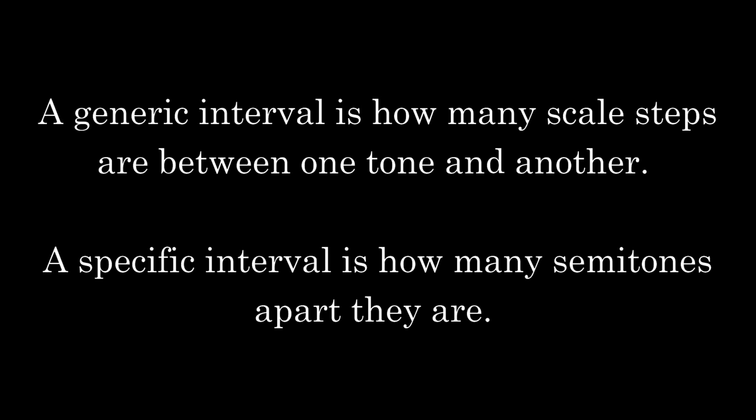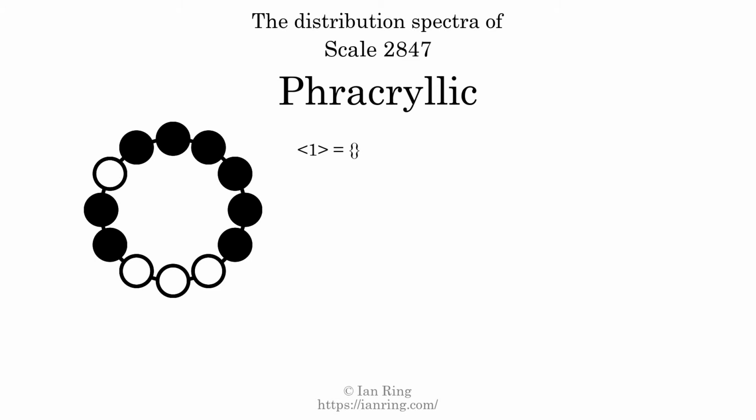A generic interval is how many scale steps are between one tone and another. A specific interval is how many semitones apart they are. The generic interval of one scale step comes in 3 different specific interval sizes: 1 semitone, 2 semitones, and 4 semitones. The spectrum width of this generic interval is the highest, 4, minus the lowest, 1, which equals 3.